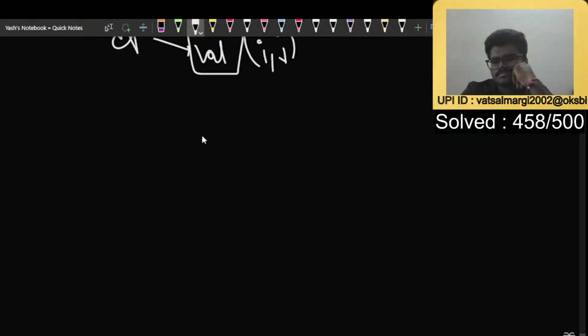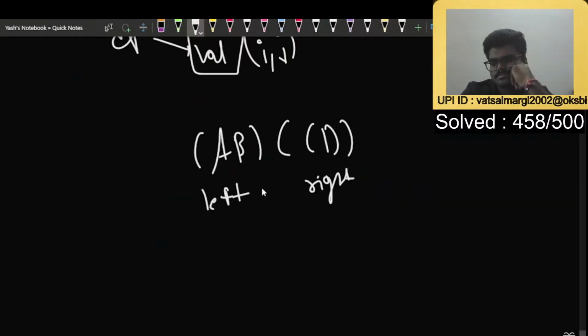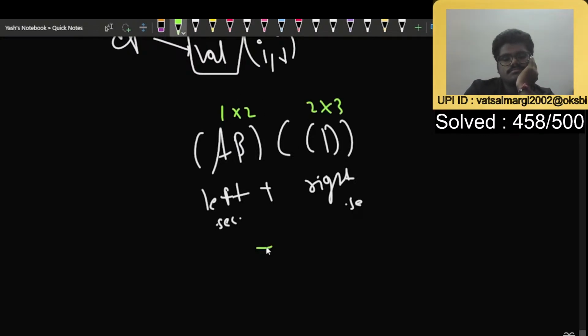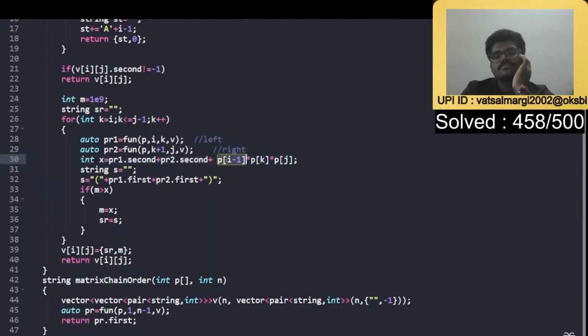As I mentioned, if we have AB and CD, and we get the left part and the right part, we'll add those values. They are stored in the second, so we write dot second. And if the dimensions are of this kind, suppose 1 cross 2 and 2 cross 3, then we'll add 1 into 2 into 3. That is nothing but p of i minus 1 into p of k into p of j.